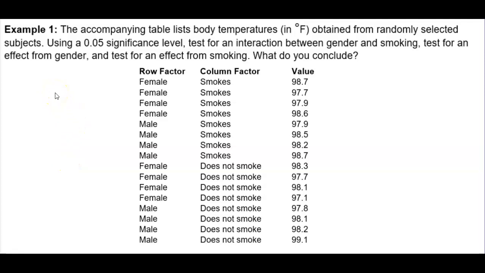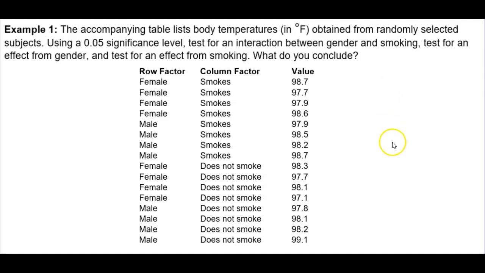Example 1. The accompanying table lists body temperatures in degrees Fahrenheit obtained from randomly selected subjects. Use a 0.05 significance level. Test for an interaction between gender and smoking. Test for an effect from gender and test for an effect from smoking.